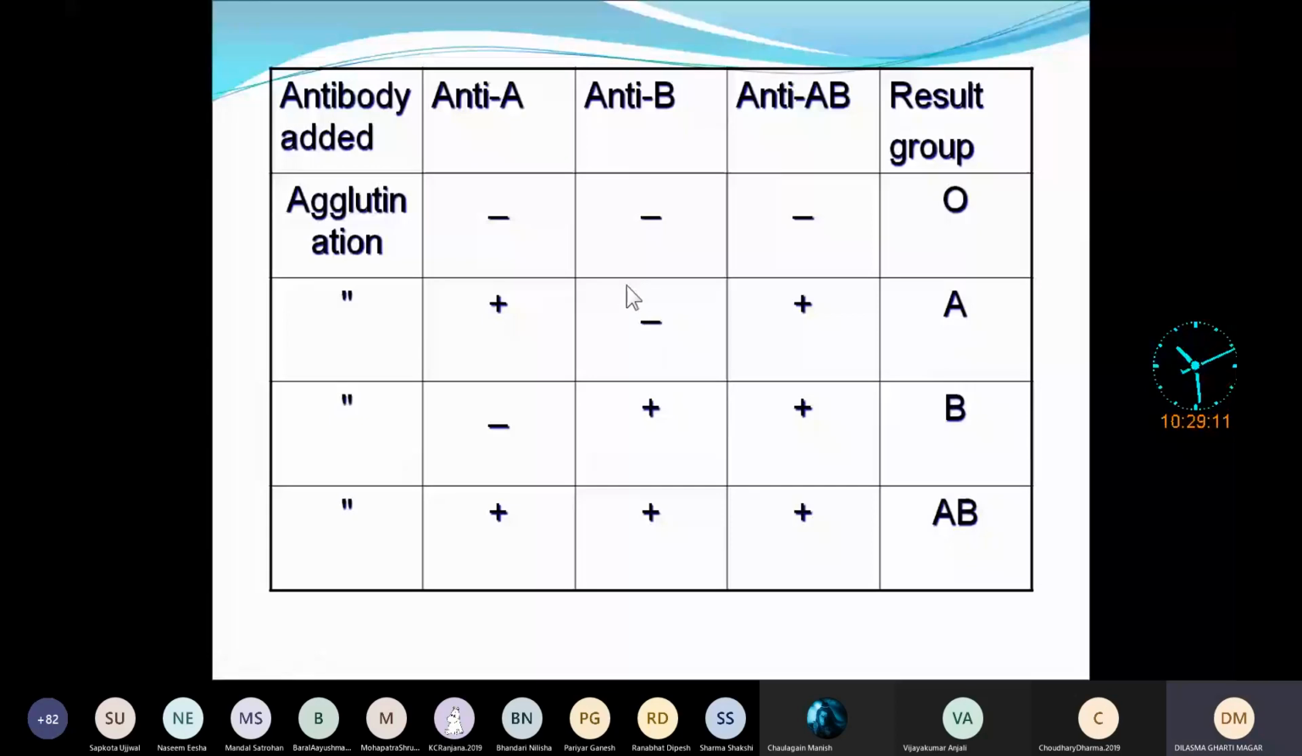Understood here? Whenever in the blood bank we do this blood grouping, we have to add this anti-AB, because we don't want to get confused about whether there is weak agglutination. That's why we add this anti-AB.